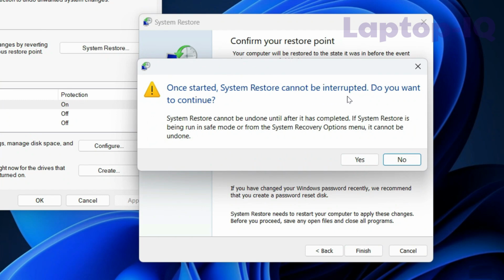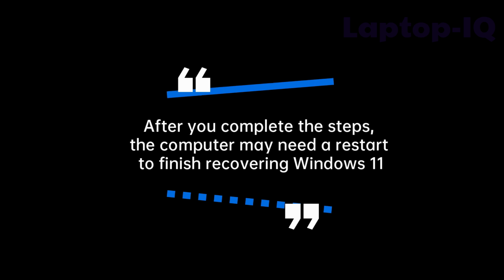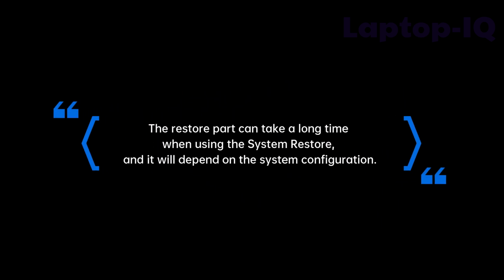A warning will appear stating that once started, the system restore cannot be interrupted. Click Yes to continue. Your computer will restart and the system restore process will begin. This may take several minutes. After the process is complete, your computer will restart again. Log into Windows and you'll see a confirmation message that the system restore was successful.